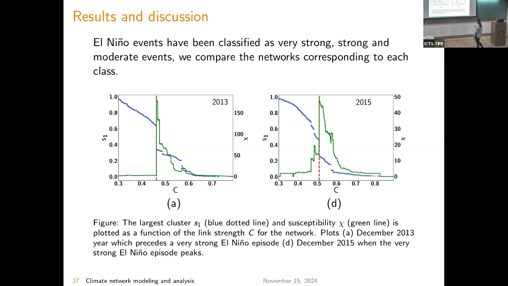So you can see that this plot is for December 2013, which precedes the strong El Nino episode. That means this is the indicator year kind of network. So for the indicator year network, you plot the normalized largest cluster and susceptibility with respect to C, and for the strong El Nino episode, you do a similar plot, and you see that the susceptibility pattern is quite different.